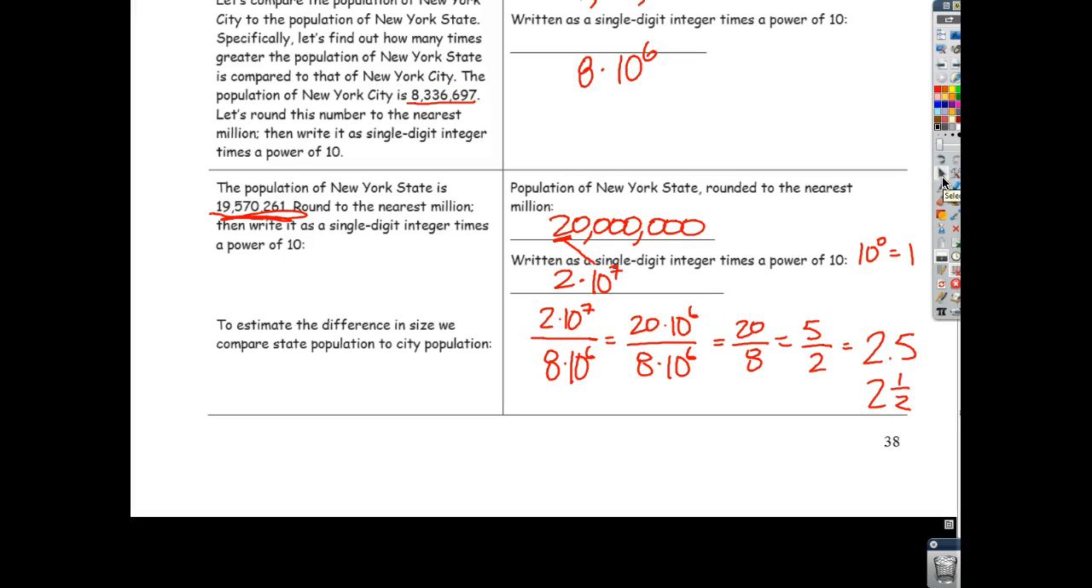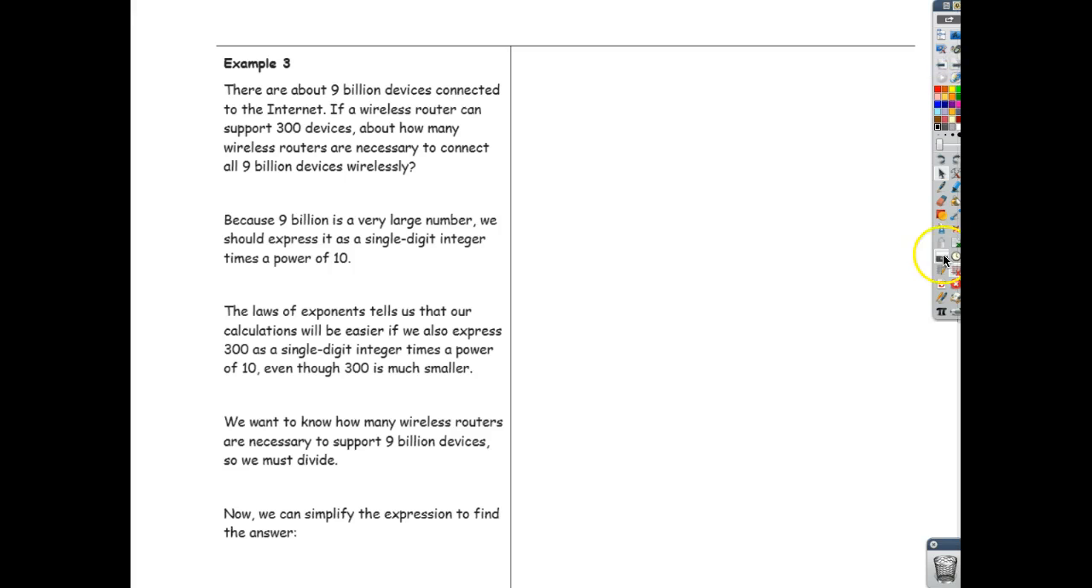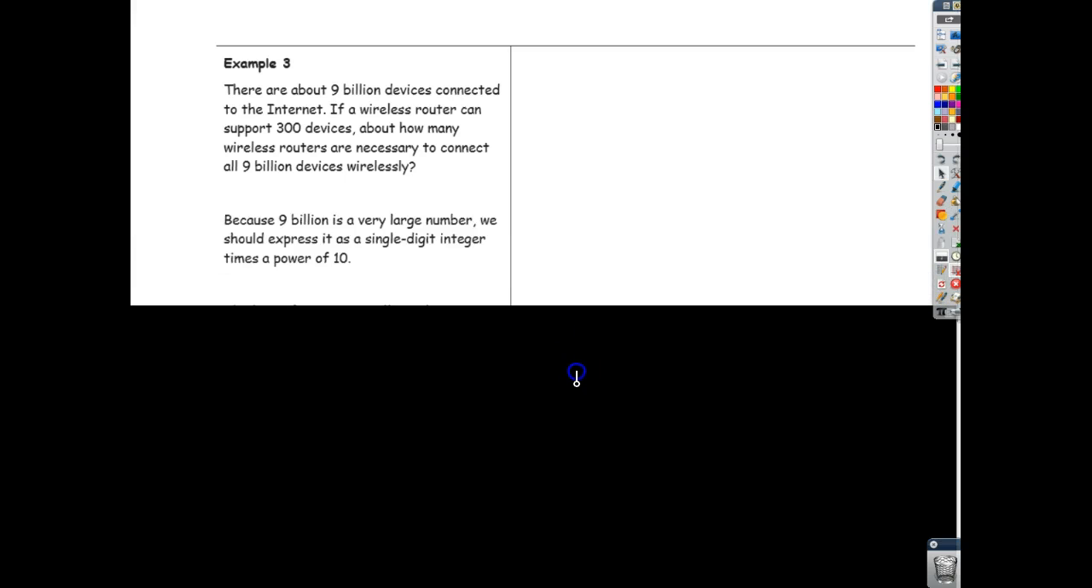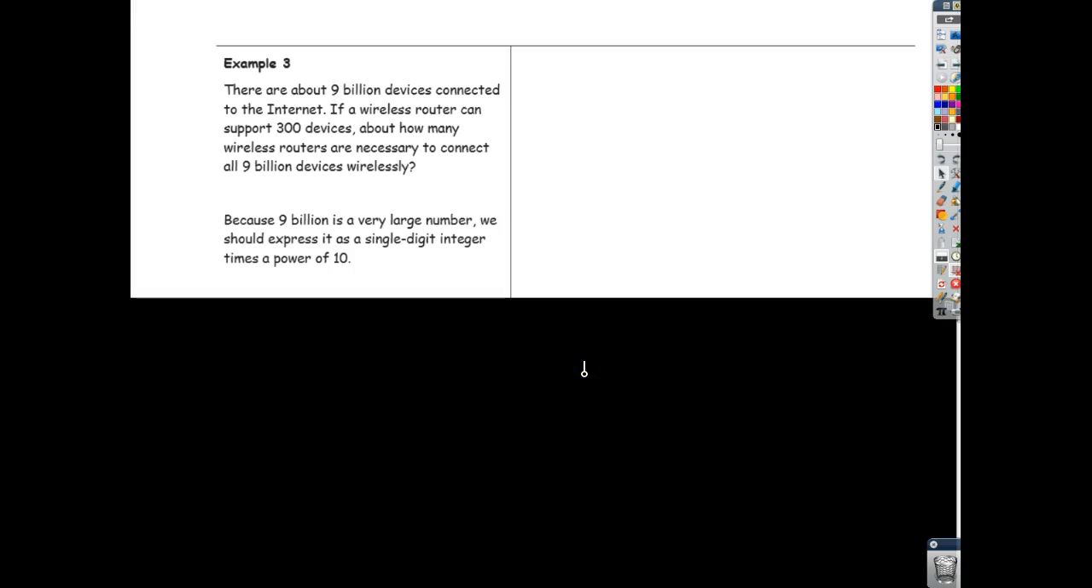All right. Let's do another one. So, example 3, there are about 9 billion devices connected to the internet. If a wireless router can support 300 devices, about how many wireless routers are necessary to connect to all 9 billion devices wirelessly? Because 9 billion is a very large number, let's do it as a single digit times a power of 10. So this is going to be 9 times, and what's billion?